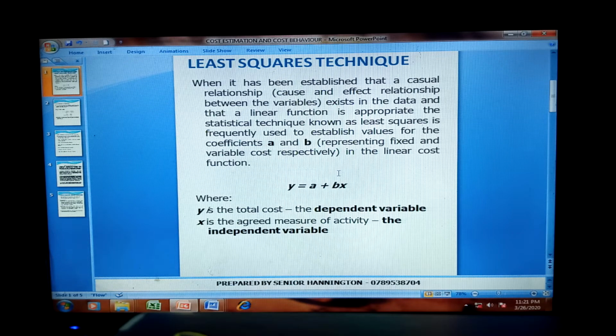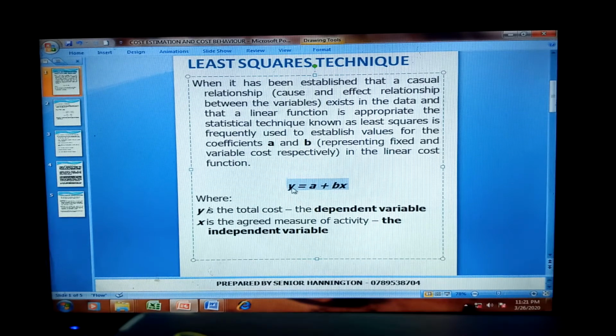So we have our equation, or what we call the linear cost function, which is y equals A plus bx, where y is the total cost, which is the dependent variable, and x is the aggregate measure of activity, and that is your independent variable.